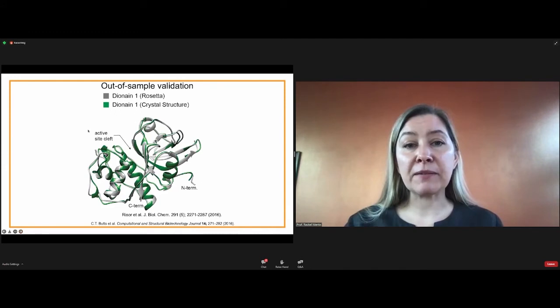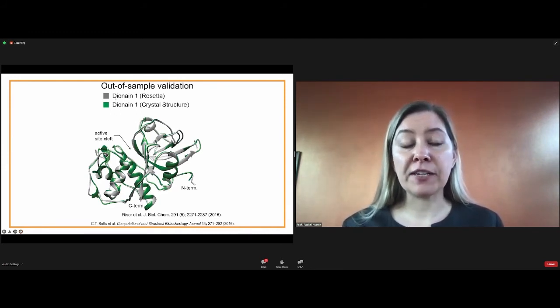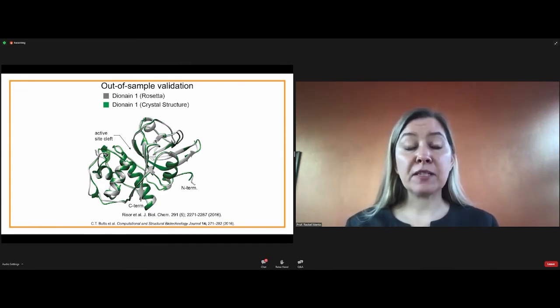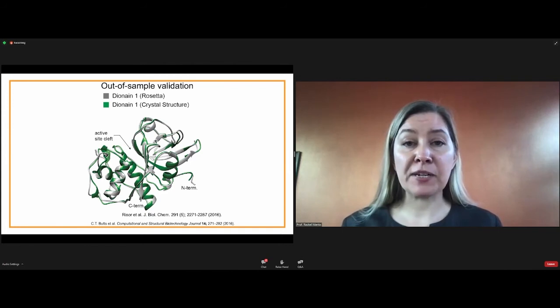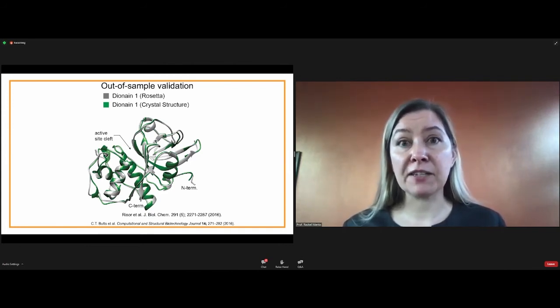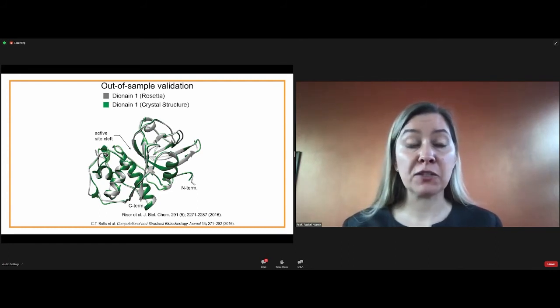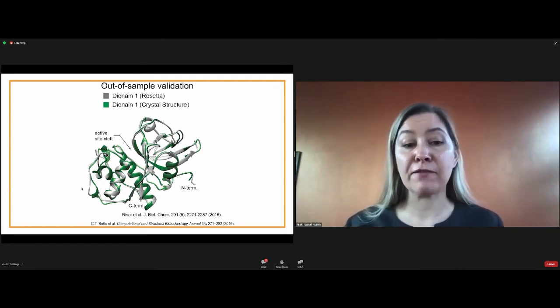Here's the comparison. So the gray one is our predicted structure, and the green one is the crystal structure that was solved a little bit later. It's amazing. It looks like magic. It's not magic. The reason this works so well is that there are lots of enzymes in this class that have been previously solved. And so the structure predictors have a lot of information to work with.